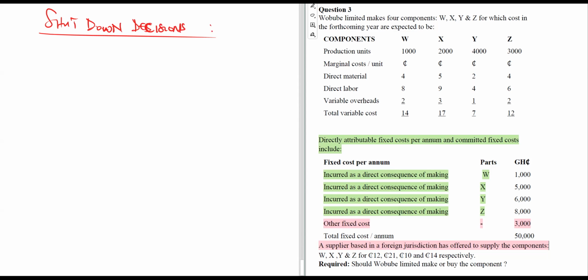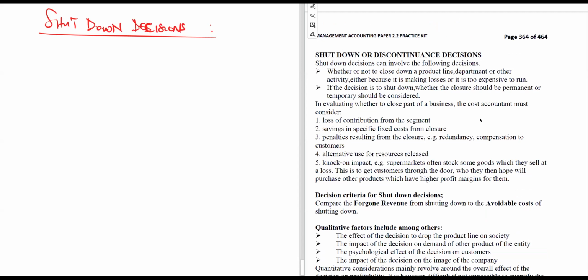But for now, let's just go to shutdown or discontinuance decisions. Now, shutdown decisions can involve the following decisions: whether or not to close down a product line, department, or other activity, either because it is making losses or it is too expensive to run. So if the decision is to shut down, whether the closure should be permanent or temporary should be considered, and this one has some non-financial considerations as well.